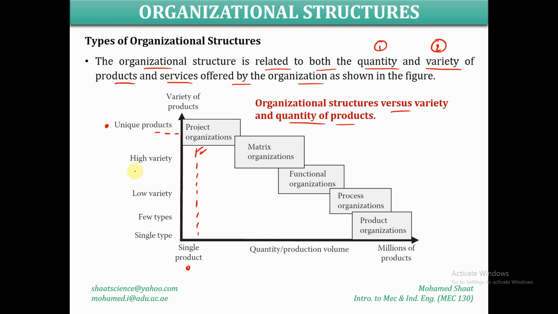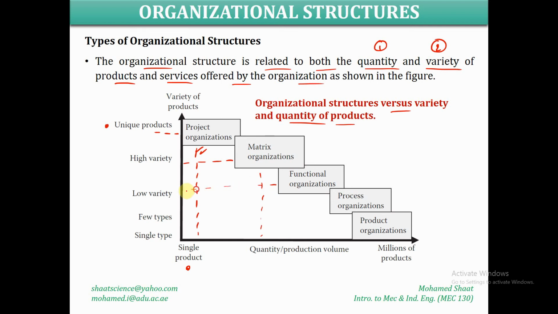The organization responsible for making this unique, single product will be considered a project organization. In other words, organizations that provide this kind of product should be structured as project organizations. To be successful as an organization that provides a unique, single product, it should be structured as a project organization. We have some other organizations whose structure is a matrix organization.